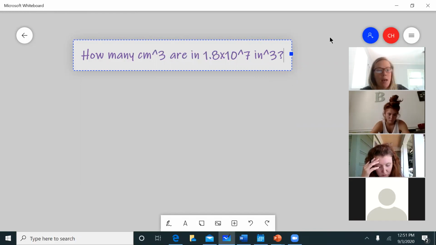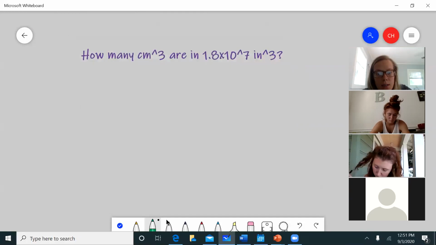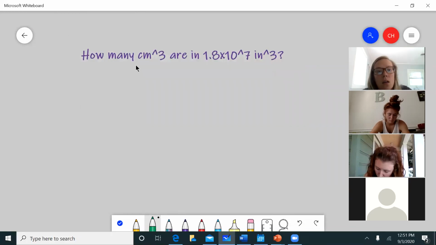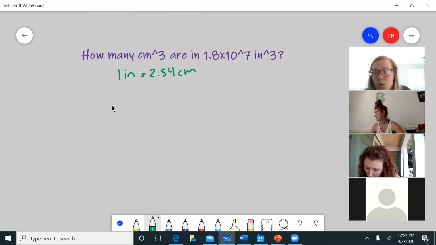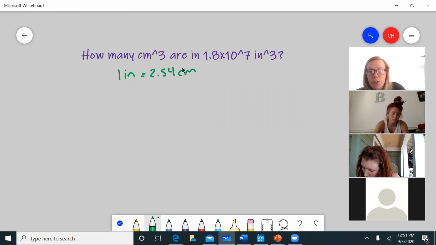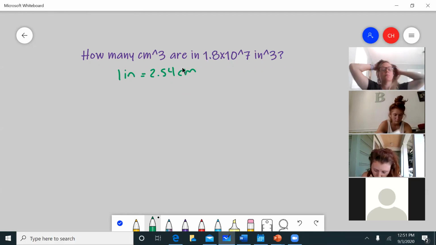And so I'll give you just a little assistance in that we do know that 1 inch equals 2.54 centimeters. Okay, we do know that. So I want you to come up with the relationship, the conversion factor of inch cubed to centimeter cubed, and then solve for the problem.